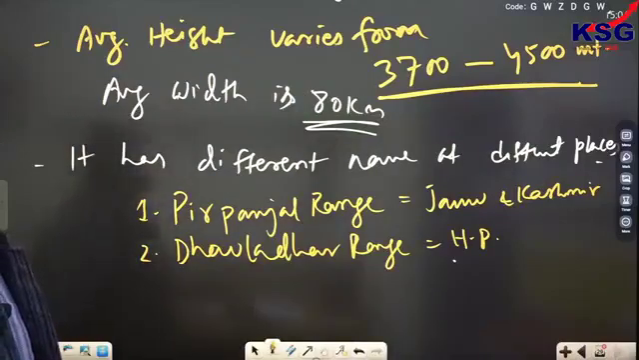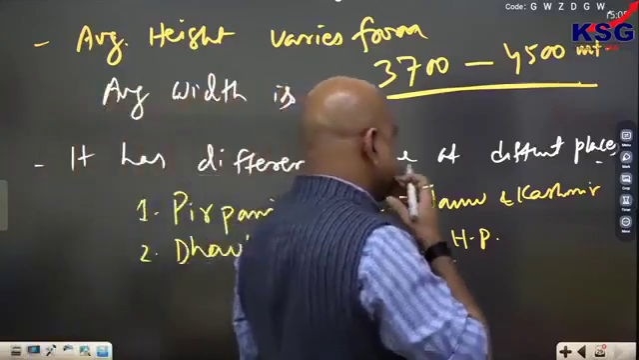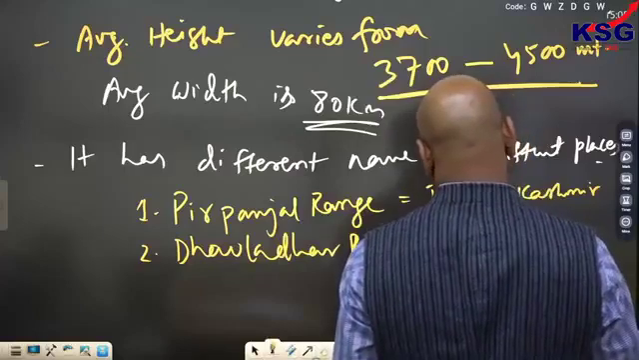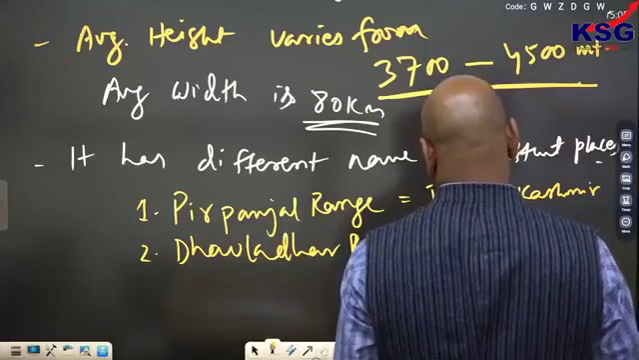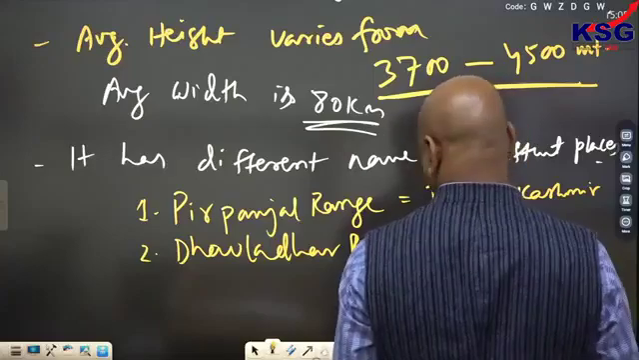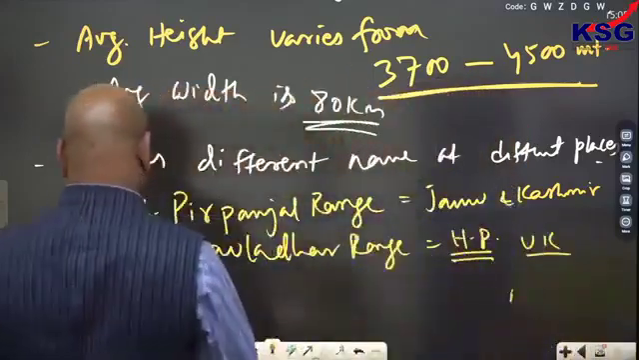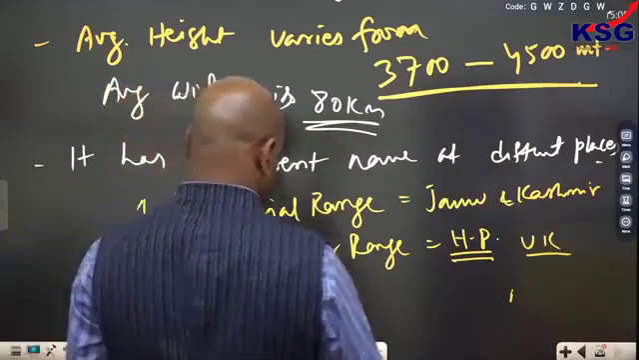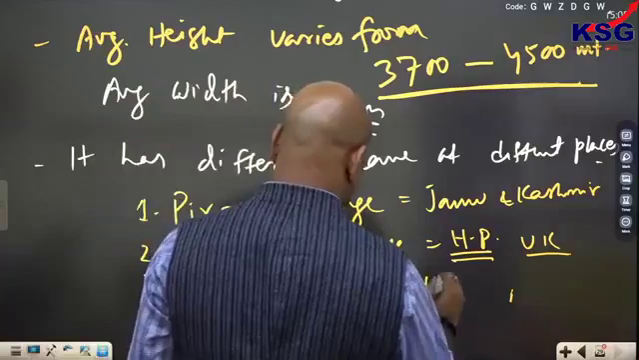Dhauladhar range. Okay, Dhauladhar range. So Jammu Kashmir to Uttarakhand, this entire region. Himachal Pradesh, mostly it is, to Uttarakhand. Jammu and Kashmir, Himachal Pradesh, Uttarakhand, Dhauladhar range. Third is Mussoorie range. Mussoorie range is in Uttarakhand.